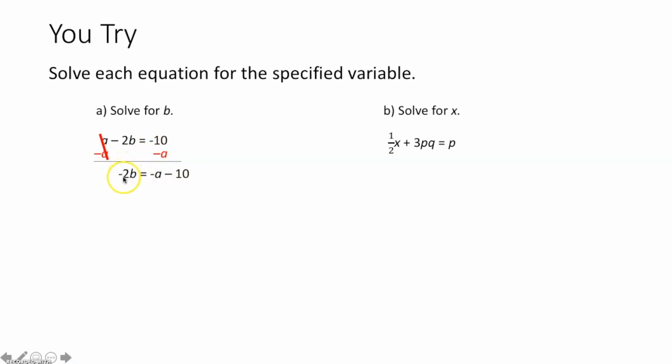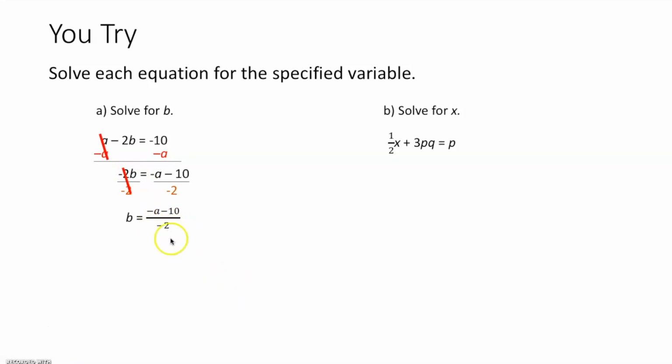Now, what we can do is we can get B all by itself. How do we do that? We got to move this last constant to the right. Since it's -2 times b, I do the opposite, the inverse. I divide both sides by -2. These cancel out, and I'm left with b is equal to -a minus 10 over -2.